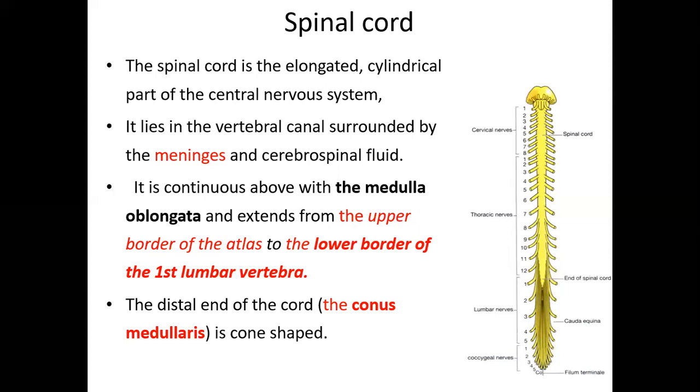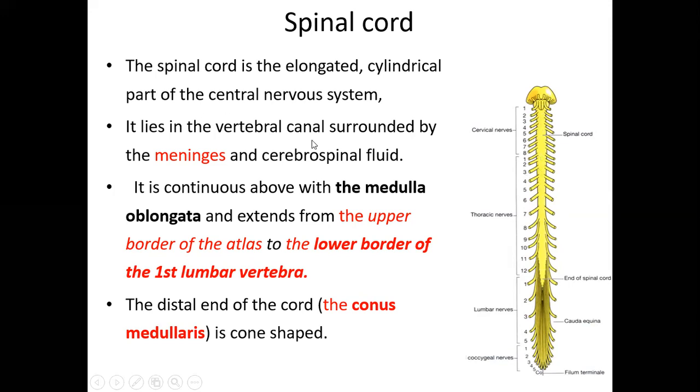Finally, coming to the spinal cord. This is the spinal cord here, a long structure. Below the medulla oblongata is the spinal cord. The spinal cord is an elongated cylindrical part of the central nervous system. As you can see here, it is elongated as well as cylindrical.